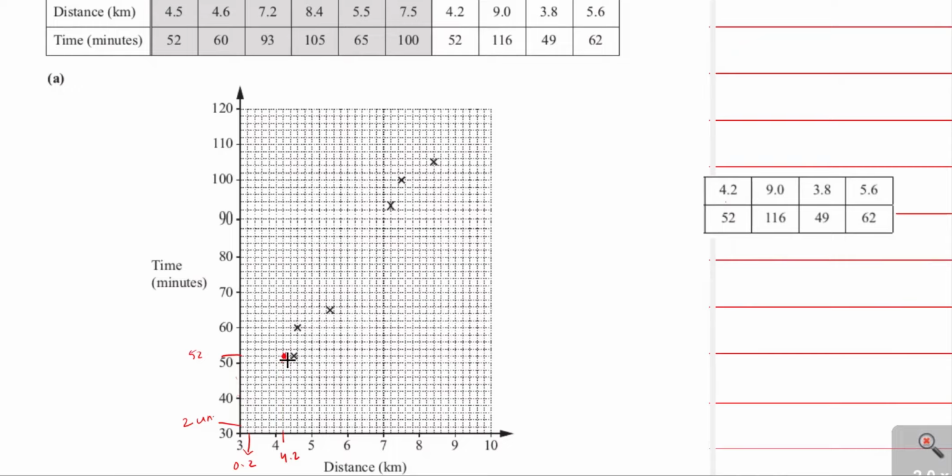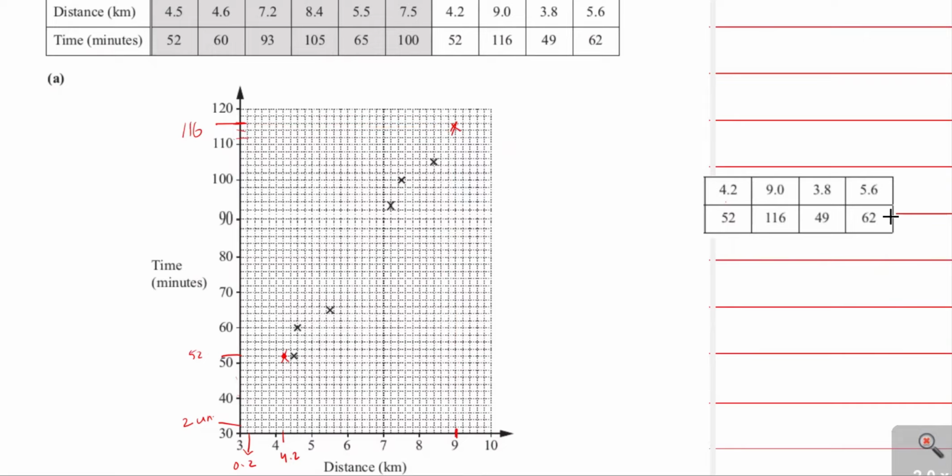This is the position. Next is 9 and 116. This is position 9, and this is 112, 114, and this is 116. Therefore, the vertical line from 9 and the horizontal line from 116 meet at this position. We will mark the cross here.